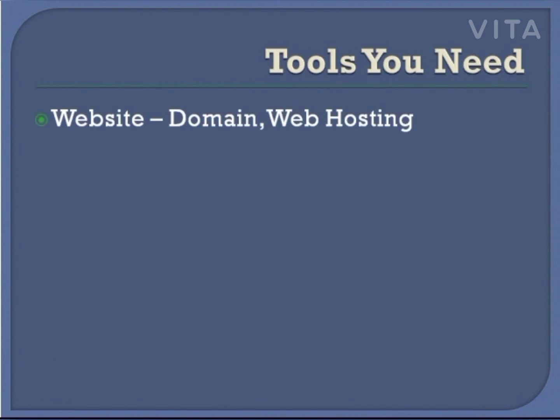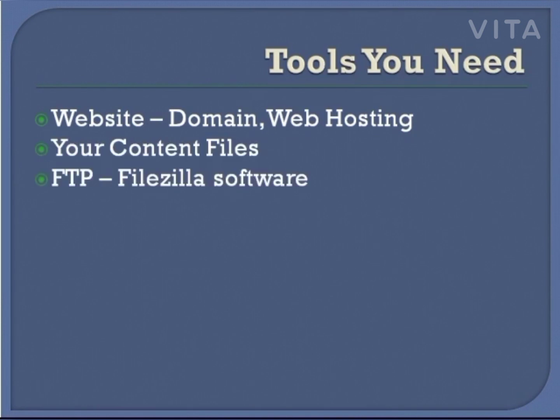Now what I want to do is talk about the tools you need so that you can gather those tools before we begin the implementation process. You're going to need a website. You're going to need a domain and web hosting. Now in this video series, I'm going to assume that you already have a website and you already have your content. But I'm going to show you how to implement this and create an automated machine and add it to your website.